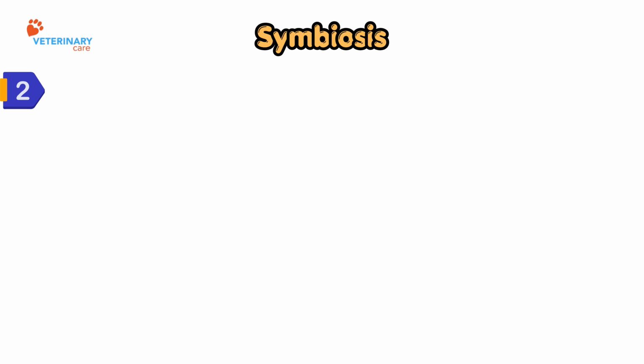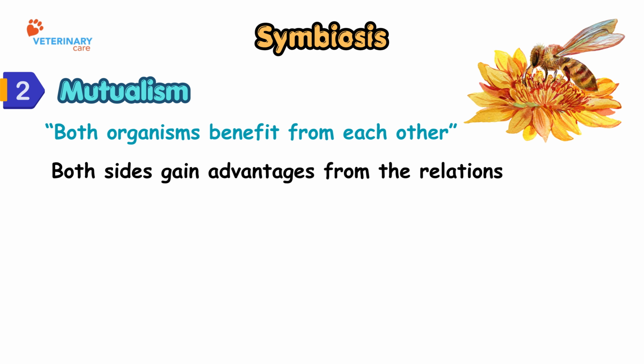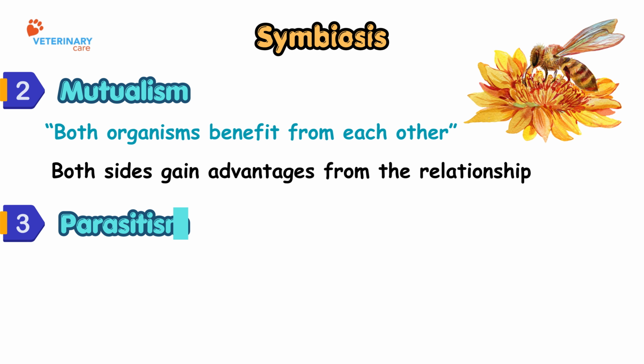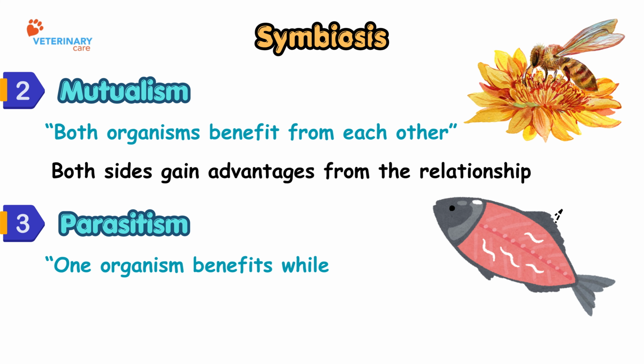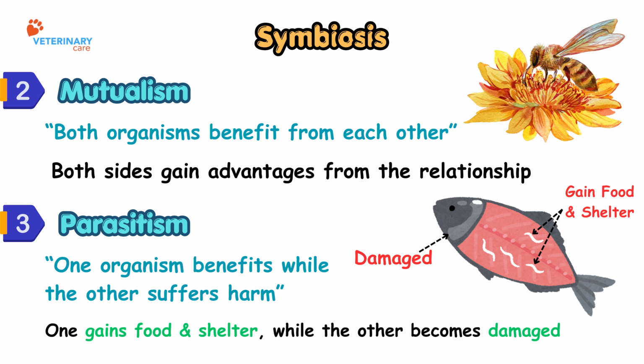The second type is mutualism. In mutualism, both organisms benefit from each other. Both sides gain advantages from the relationship. The third and most important type for our topic is parasitism. In parasitism, one organism benefits while the other suffers harm. One gains food and shelter, while the other becomes damaged.